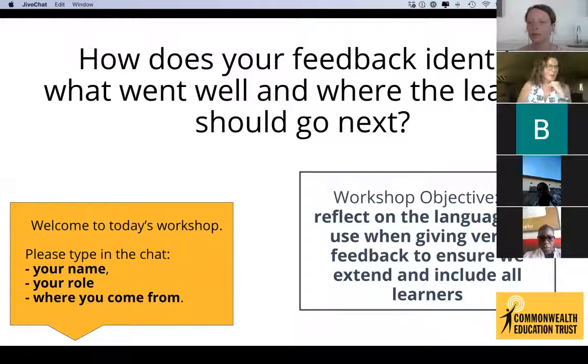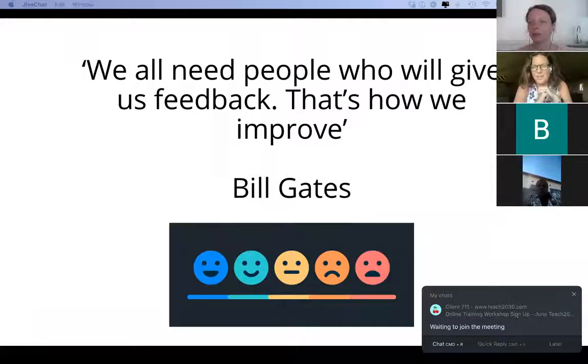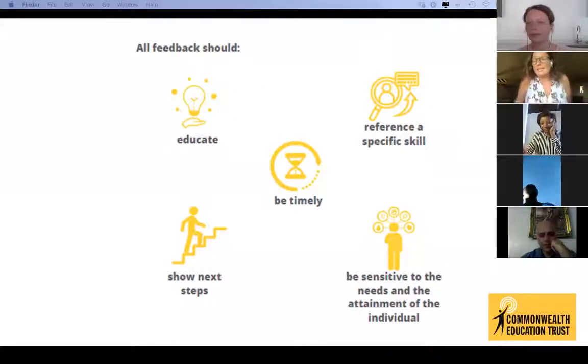So why feedback? Well, as a pretty important chap, I think by any definition, Bill Gates says, we all need people who will give us feedback. That's how we improve. So what we're going to be looking at today is what we actually mean by feedback that helps us improve, not just the well dones and so on, but what actually helps us move on. Show next steps and be sensitive to the needs and the attainment of the individual.